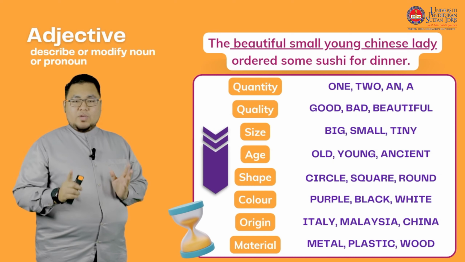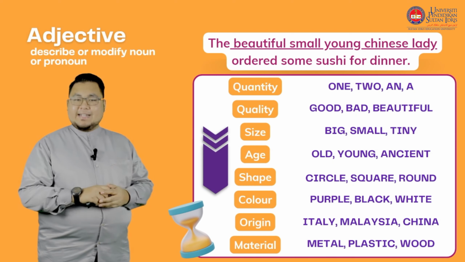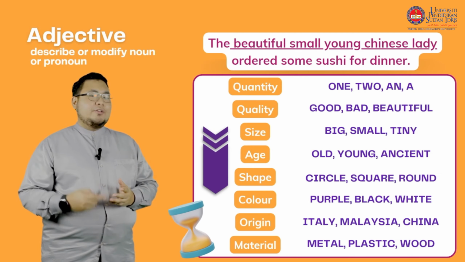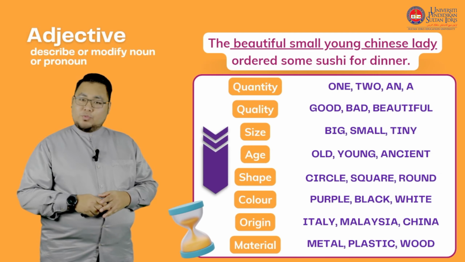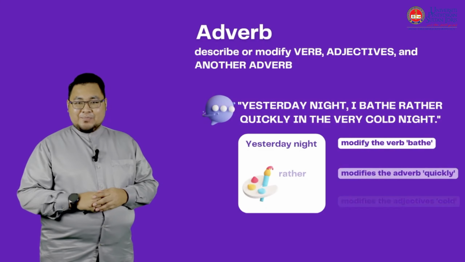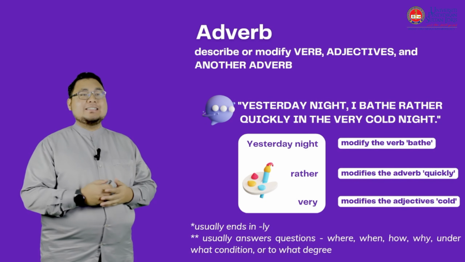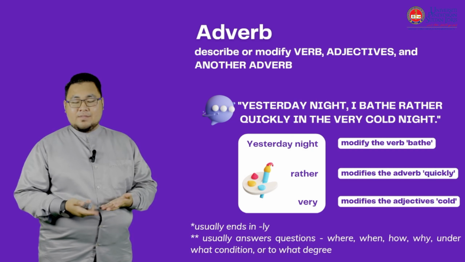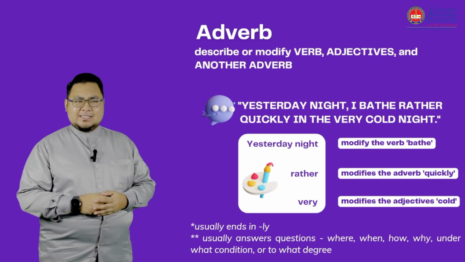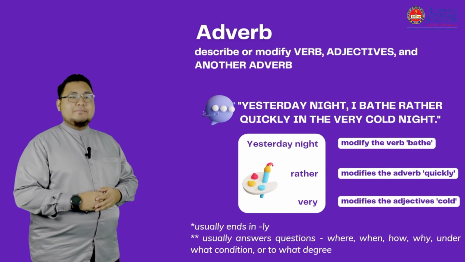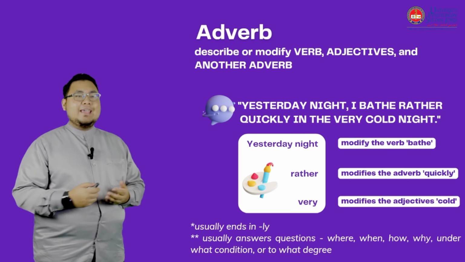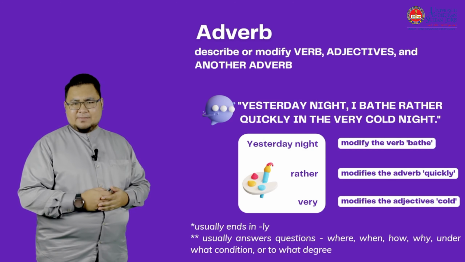Wait, if we have adjective to modify a noun, what do we use to modify a verb? We use adverb. Adverb is used to describe or modify a verb, adjective, and another adverb. For example, let's have a look at this sentence. Yesterday night, I bathed rather quickly in the very cool night.